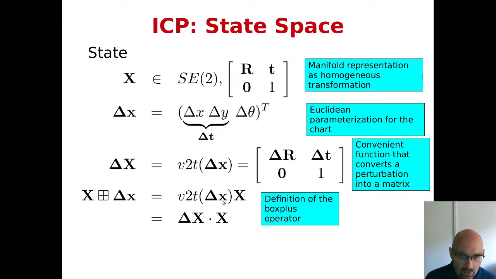I recall you could also define x box plus delta x as capital X multiplied by V2T of delta x, so inverting these two factors. Well, I just choose the definition because I know, now having done all the derivation, that it results in a lightweight calculation for the derivatives.